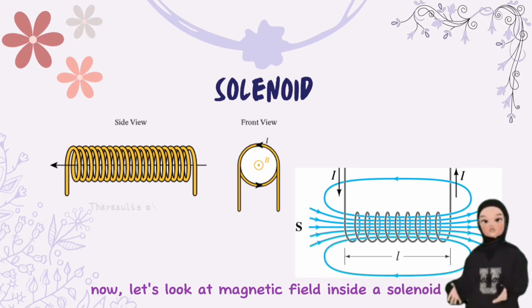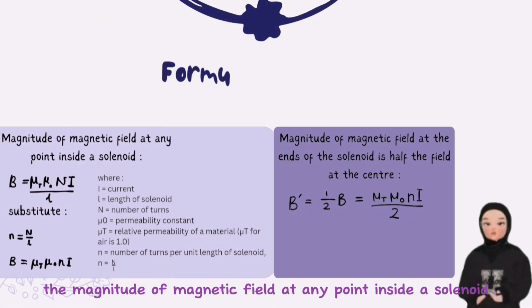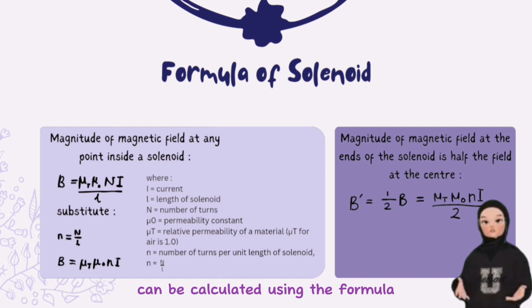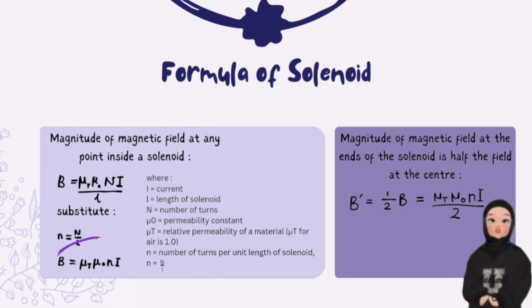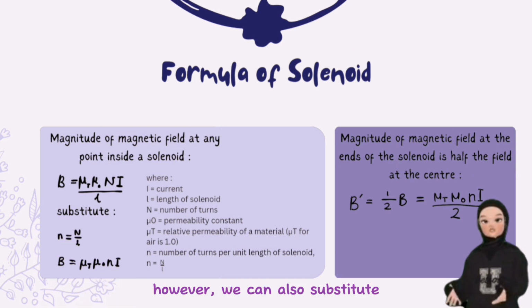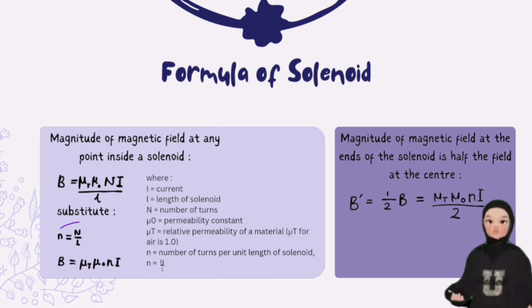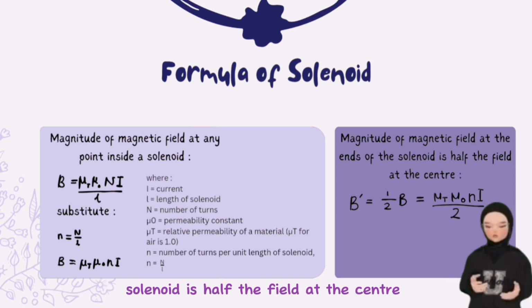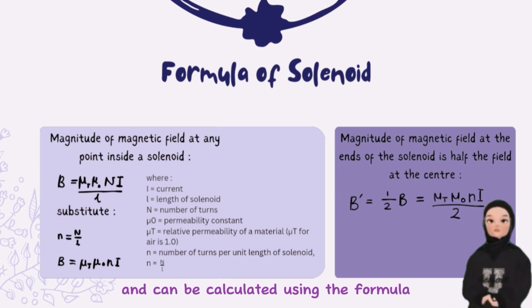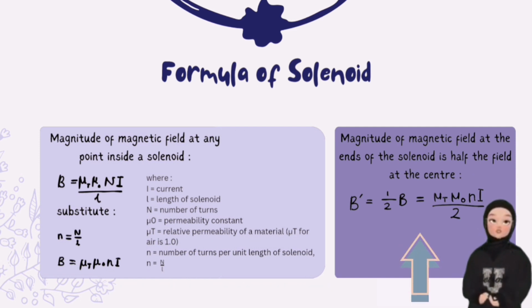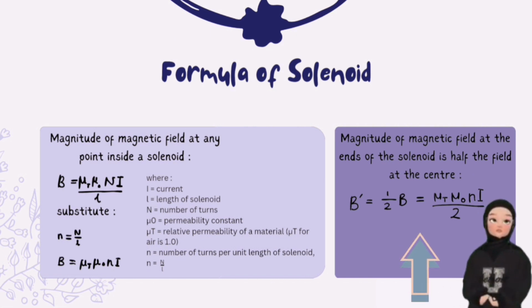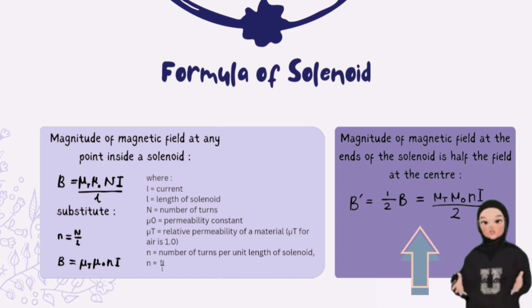Now, let's look at magnetic field inside a solenoid. The magnitude of magnetic field at any point inside a solenoid can be calculated using the formula B equals mu r times mu naught times N times I. However, we can also substitute N divided by L. Meanwhile, the magnitude of magnetic field at the end of the solenoid is half the field at the center and can be calculated using the formula B prime equals 1 over 2 times B, which also equals mu r times mu naught times small n times I, divided by 2.